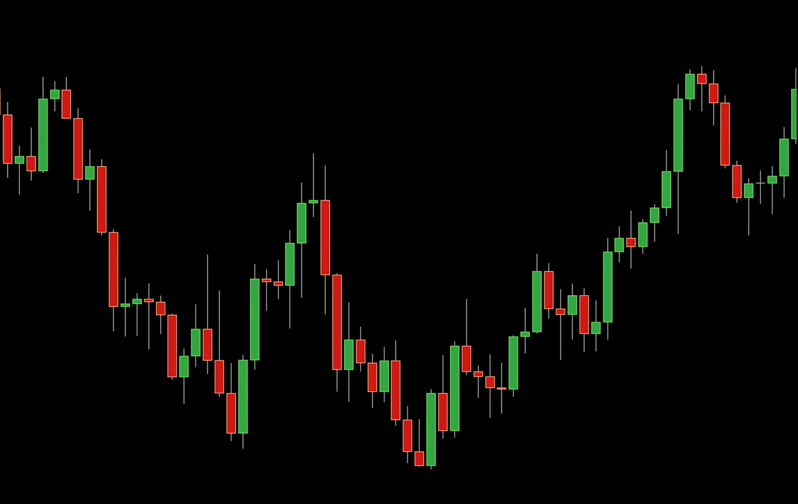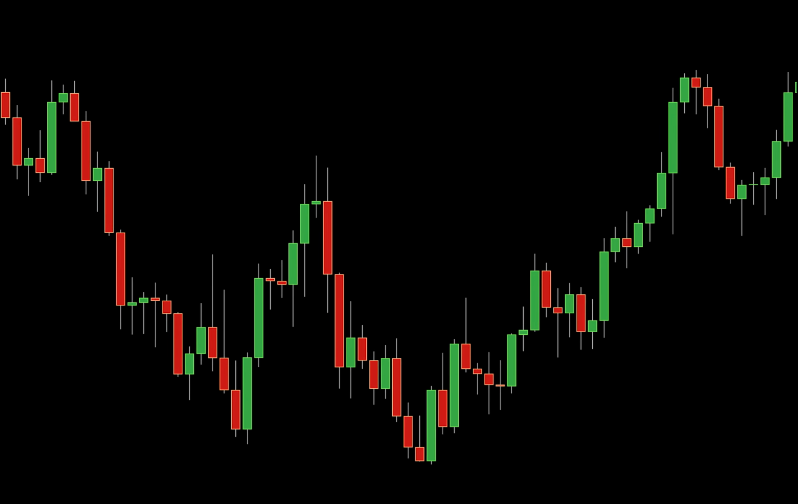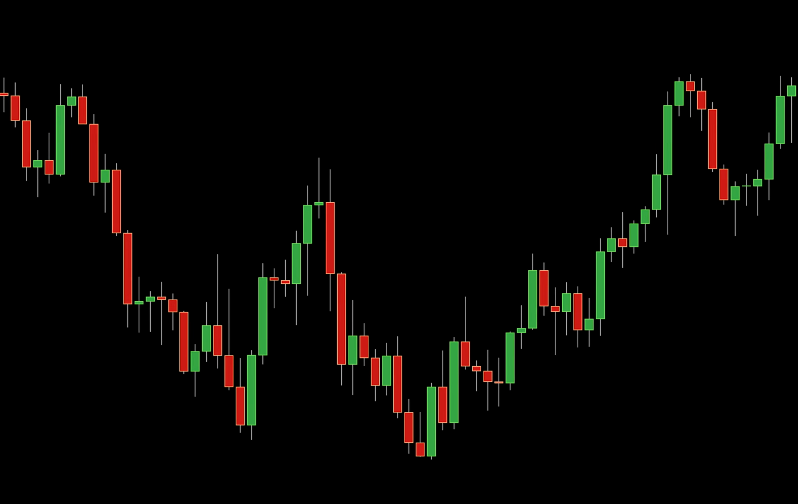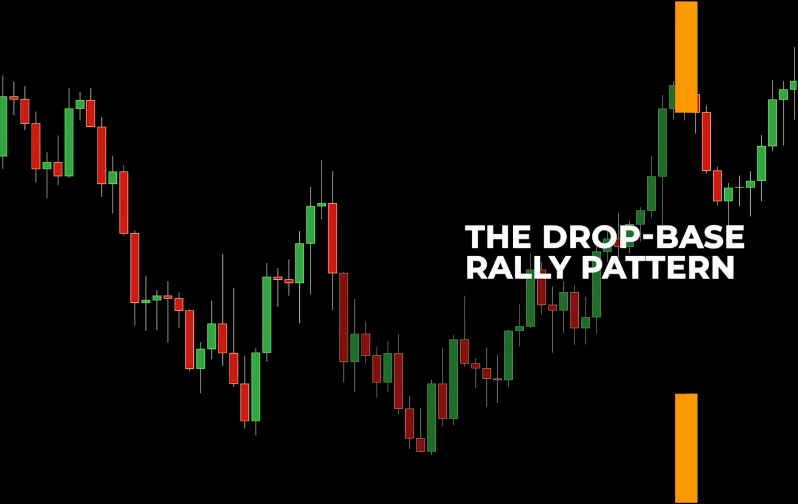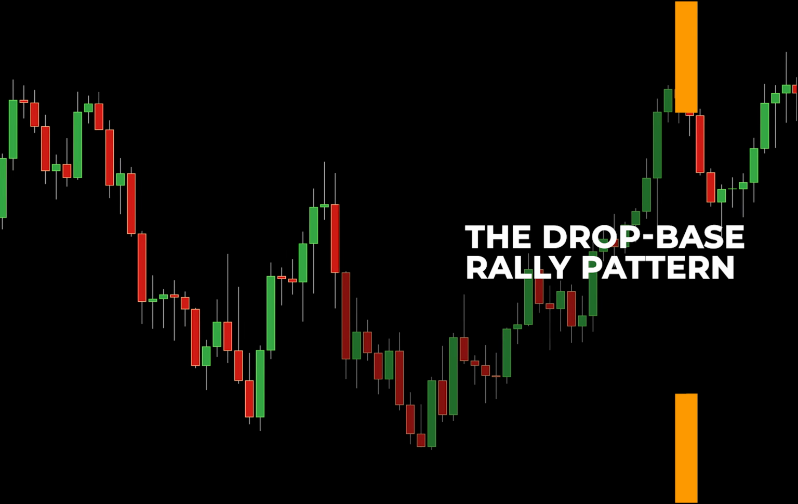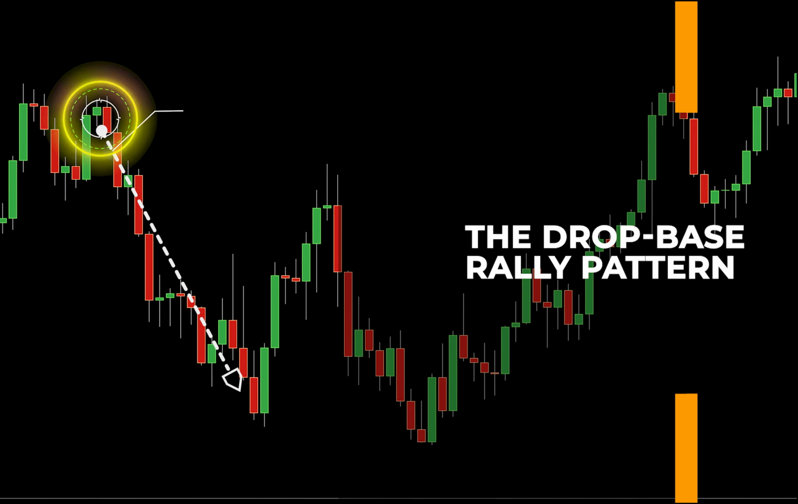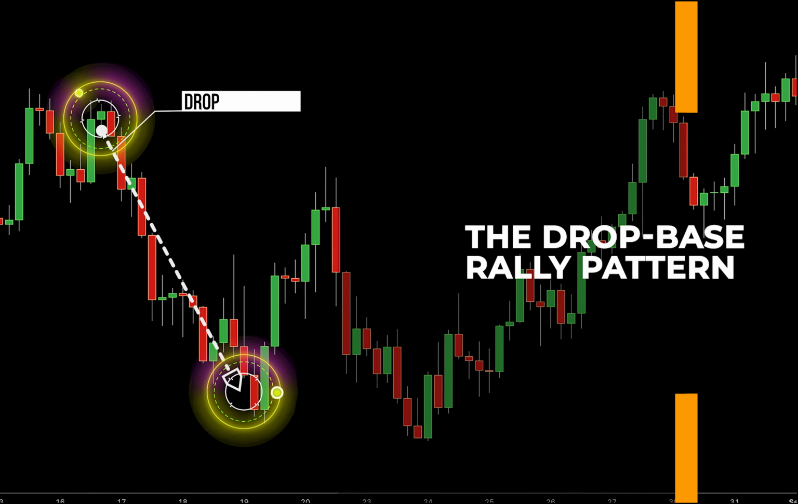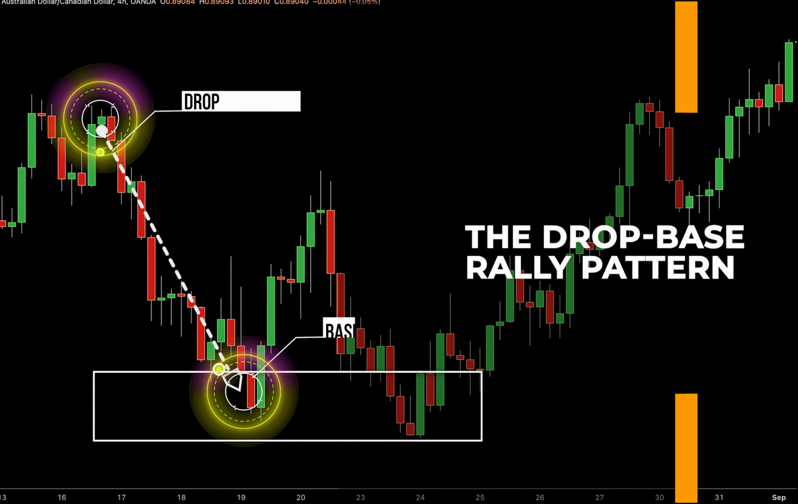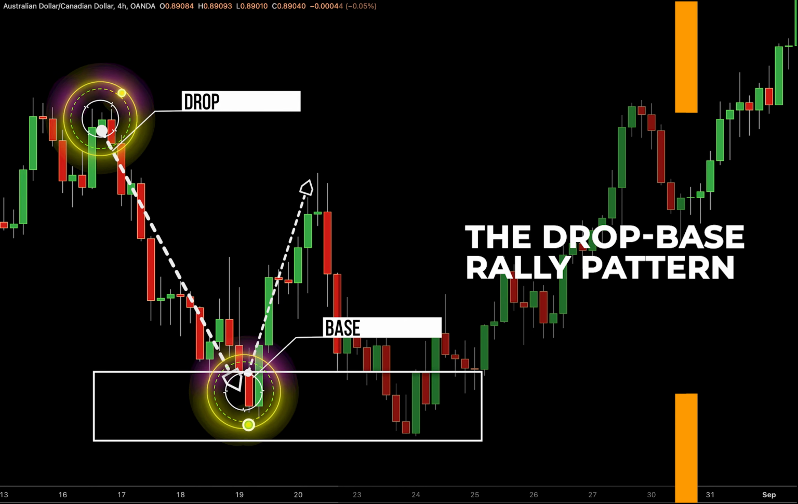Now, let's talk about finding these supply and demand zones. There are four main types. Let's start with the first one, the drop base rally. This one's like a roller coaster. It starts with a drop, a small downward move showing weak momentum. Then a pause called the base, where the market hangs out and gathers its strength before shooting back up.